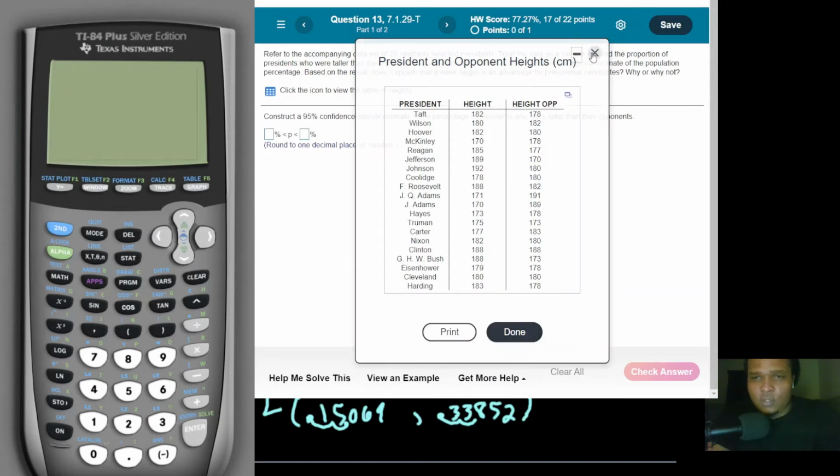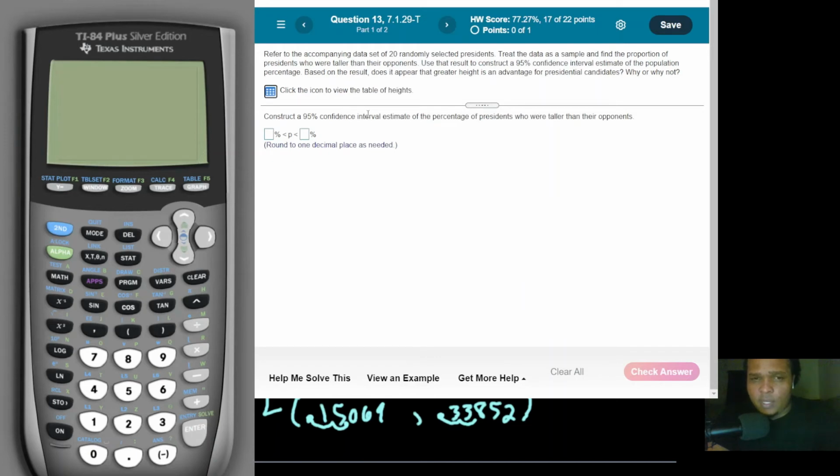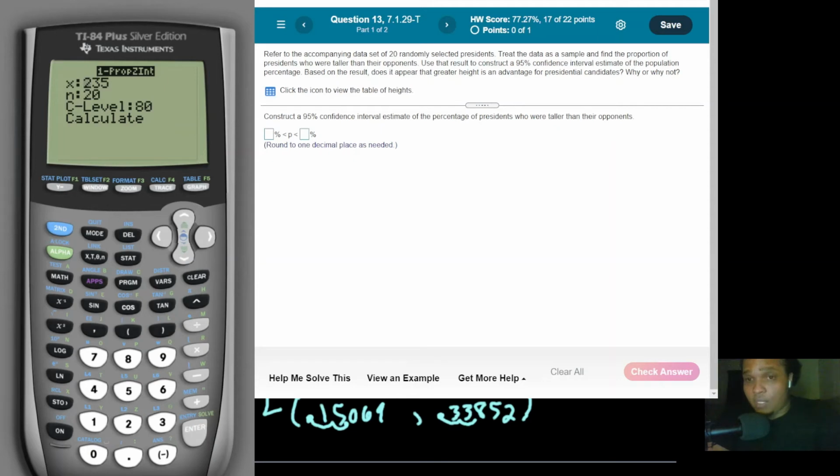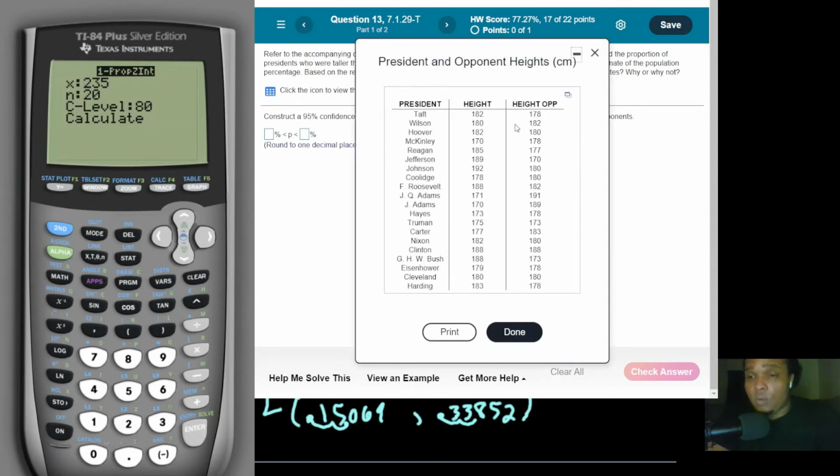They want us to construct a 95% confidence interval estimate of the percentage of presidents who are taller. So we want to find the number of presidents that are actually taller than the opponents. So that's going to be our X. While we're here, let's go to stats. We're going to go to tests, 1 prop Z, interval. We're going to get our X in a second, but for our N, we're going to put a 20. And our X, remember, they want you to find the percentage of presidents who are taller. So we're only going to worry about who's taller.